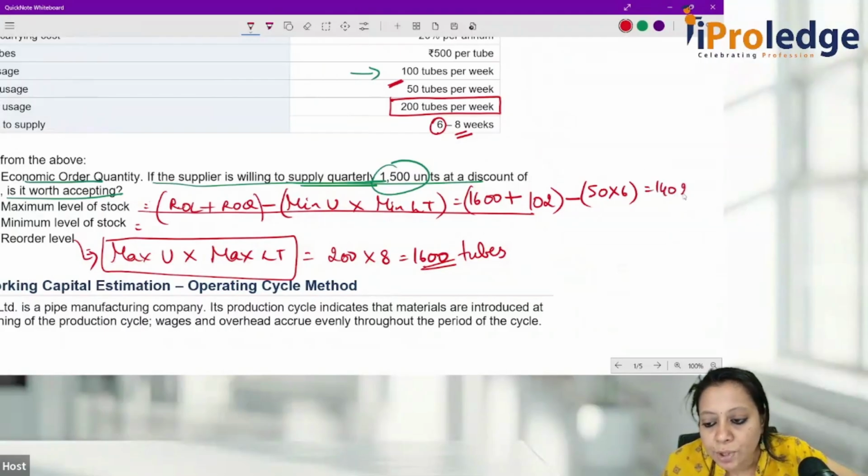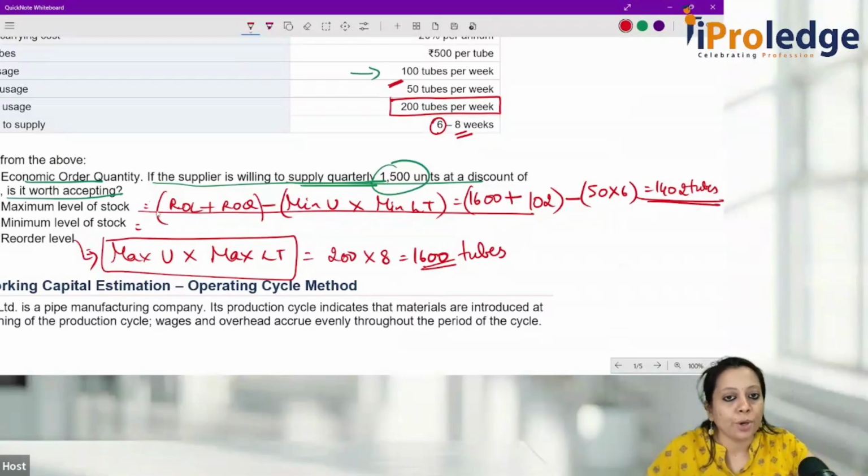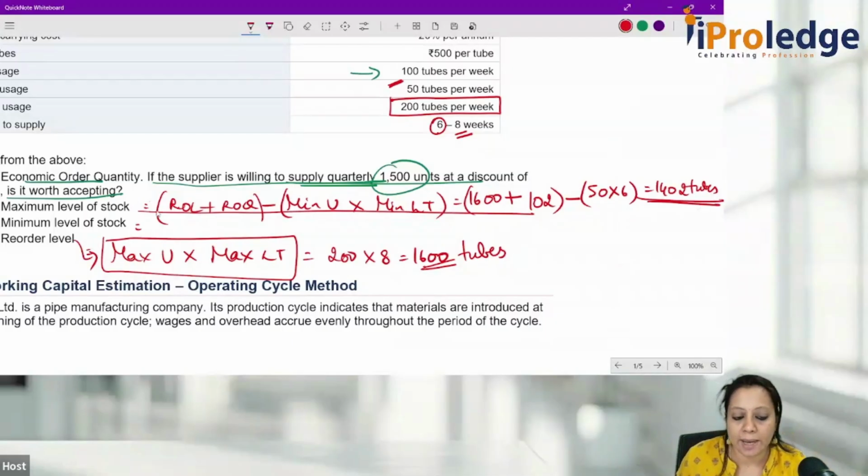1402 tubes. Okay. This is the maximum level. Again, I'm saying maximum level is ROL plus ROQ minus minimum usage into minimum lead time. So we are getting 1402. For that purpose only, first I did ROL, reorder level, because it's not given in the question. So we found out ROL. How did we find out? Maximum usage into maximum lead time. So using that only, I did maximum level.